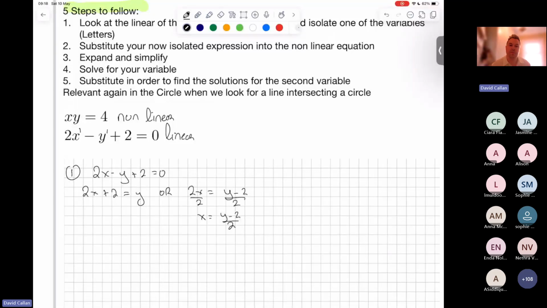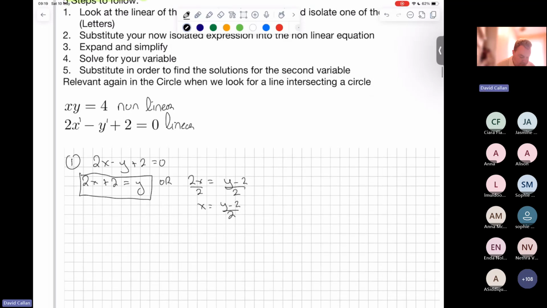There's no wrong choice, but there's definitely the harder choice. The one on the right is the more difficult choice. The one on the left is the easier choice. So I'm going to go with this version here. And no one would expect you to write out both of them, just to be clear. Okay, so on to step number 2.